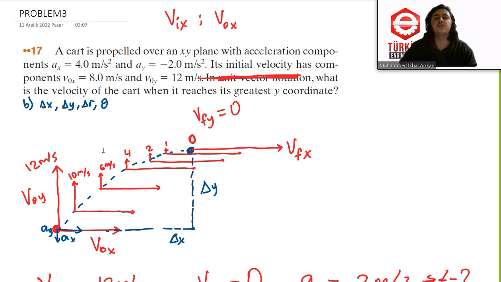In projectile motion, we will use the same equations, but we have a special case. We will see this special case in the next video.